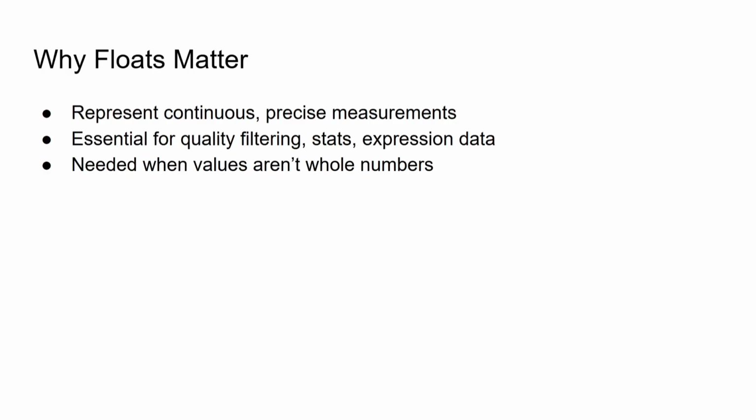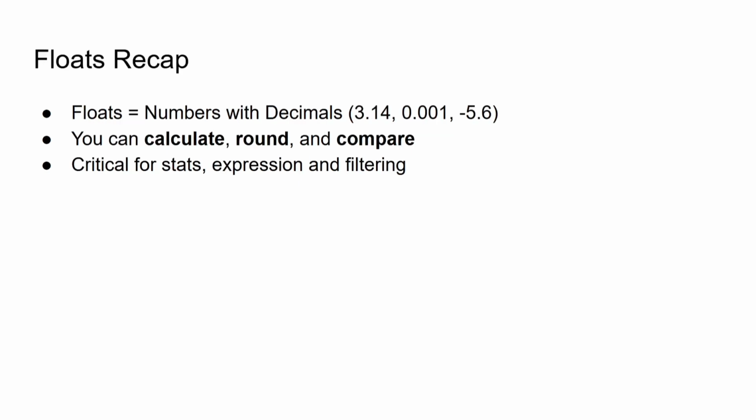Why floats matter? So why do we need floats? Because biology is full of precise, continuous measurements. From expression levels to probability values, floats let us capture the details we need to make informed decisions from our data. To sum it up, floats help us handle numbers that aren't whole. You'll use them constantly when working with quality scores, expression values, or statistical cutoffs.